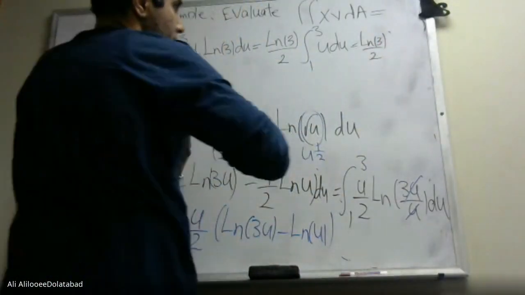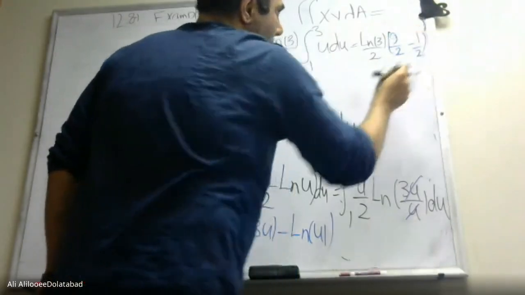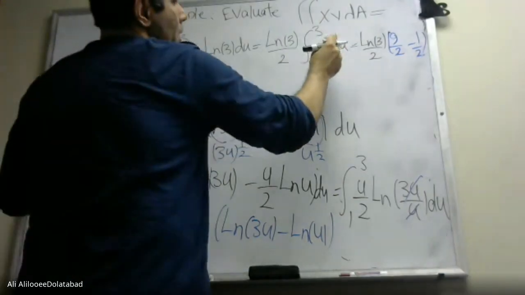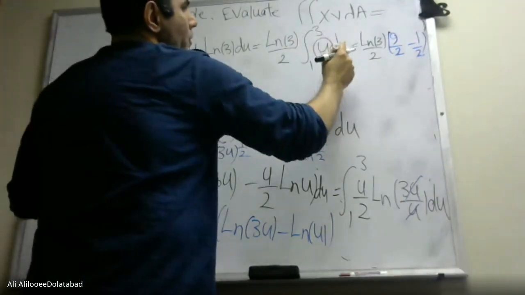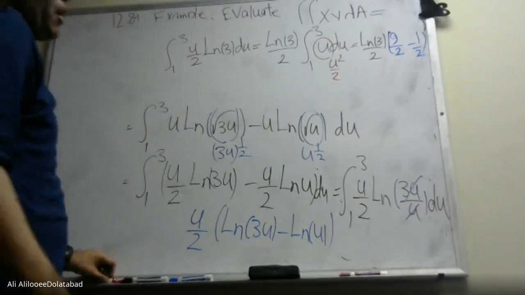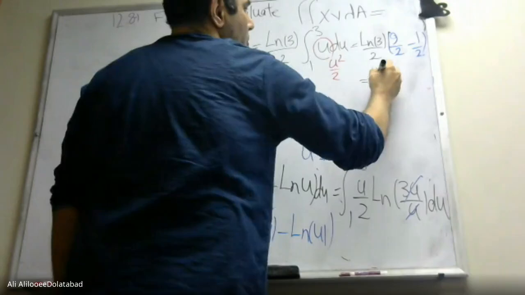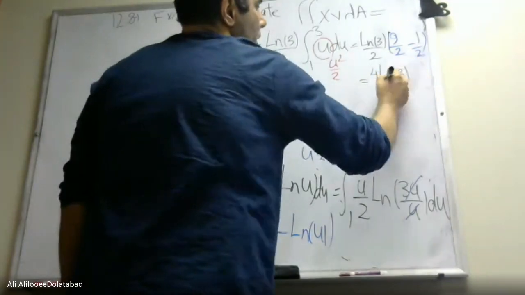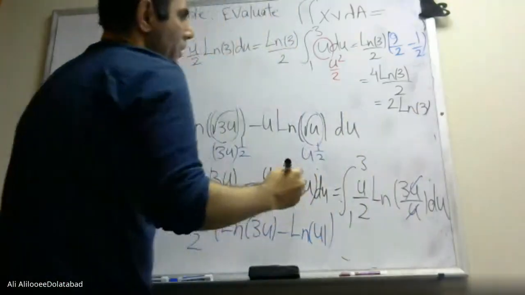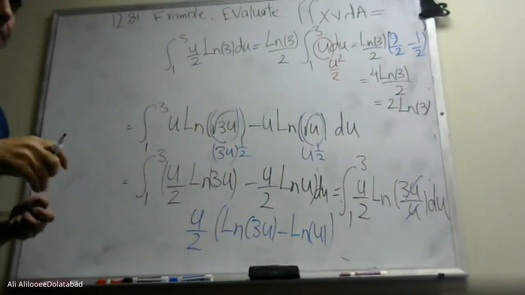This is 9 over 2 minus 1/2, because all of you know that the antiderivative of this guy is u squared over 2. Then we have u squared over 2, you just need to plug it in the function. So 9 minus 1 is 8, 8 over 2 is 4. Then we have 4 ln of 3 over 2, which is 2 ln of 3.